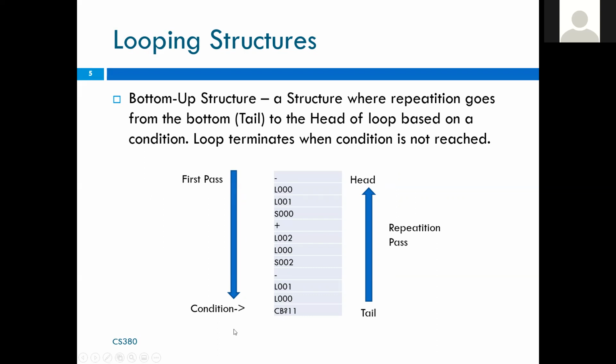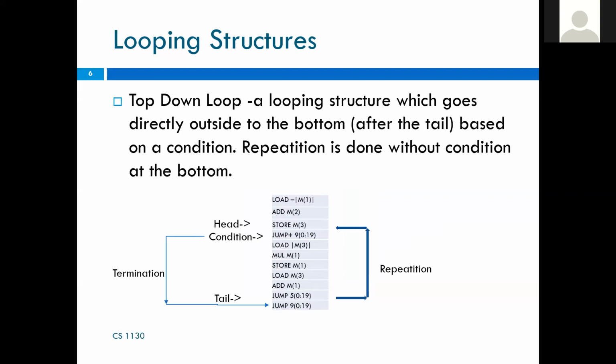For example, there's a first pass and then CB11, which means that it will go back to the head depending on the condition at the tail. It goes from bottom upwards. Do you follow? Bottom up, because it repeats from the bottom and goes directly to the head depending on the condition, whether it's reached or not, satisfied or not. Okay. Any questions?